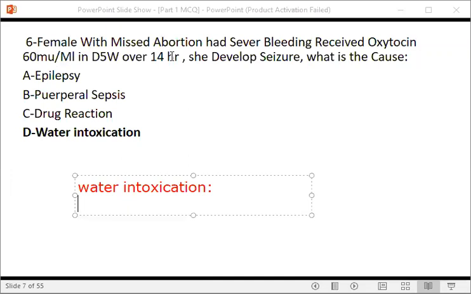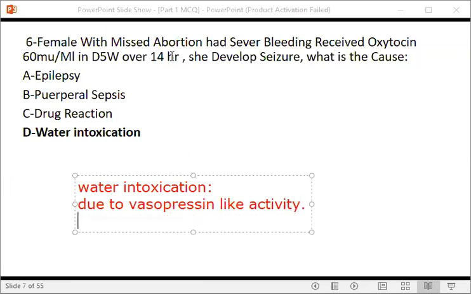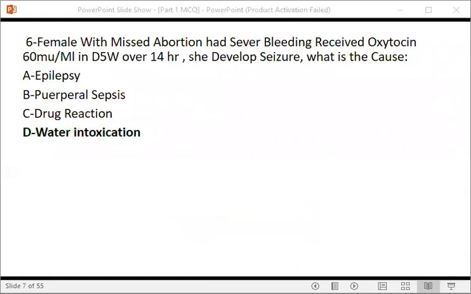The cause of water intoxication is mainly vasopressin-like activity, because it mimics the antidiuretic hormone effect. The complications are the 3 C's, guys, don't forget them: convulsion, coma, and collapse of the patient. Okay, the 3 C's, we don't forget. So the answer here easily is water intoxication. Anyway, let's go to the next.